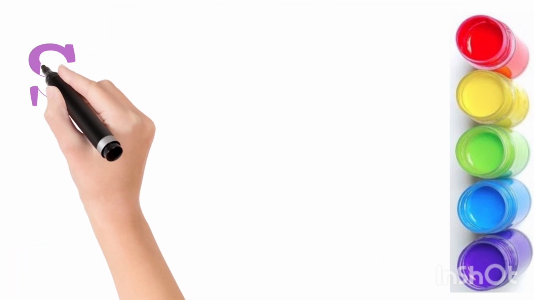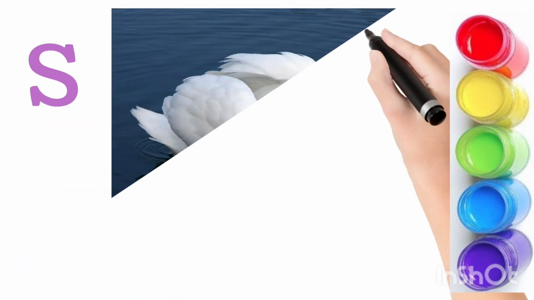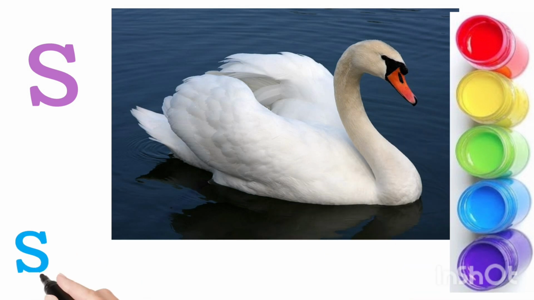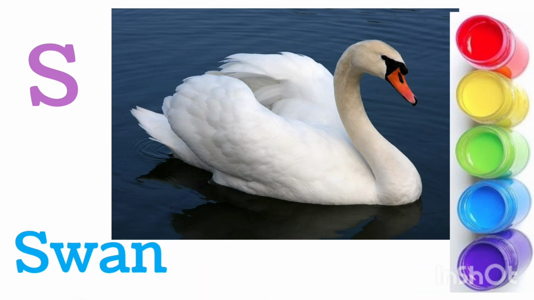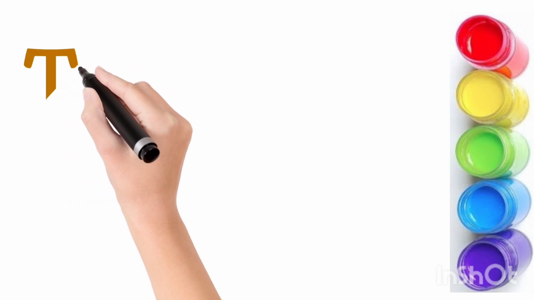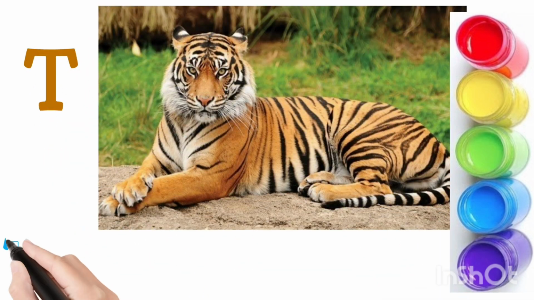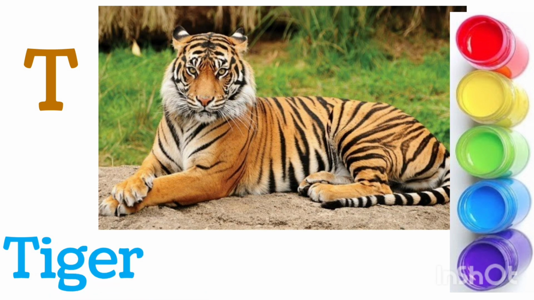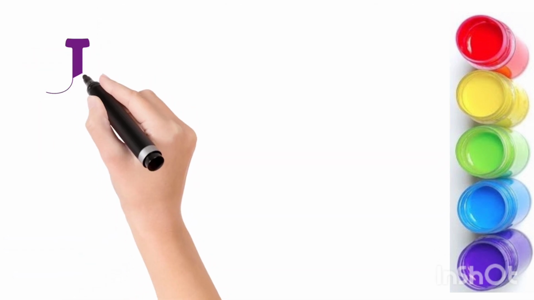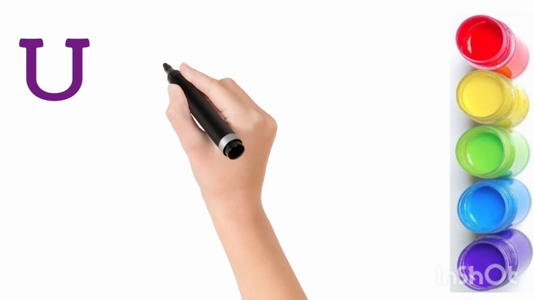S is for swan. T is for tiger. U is for umbrella bird.